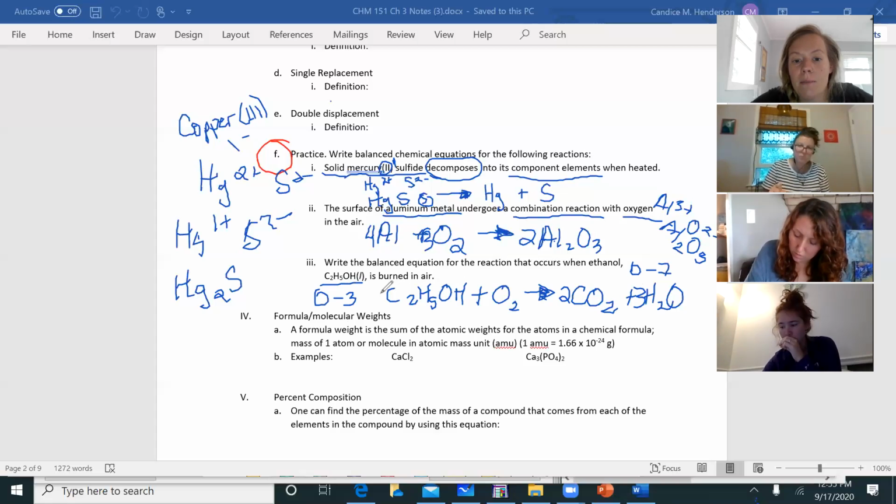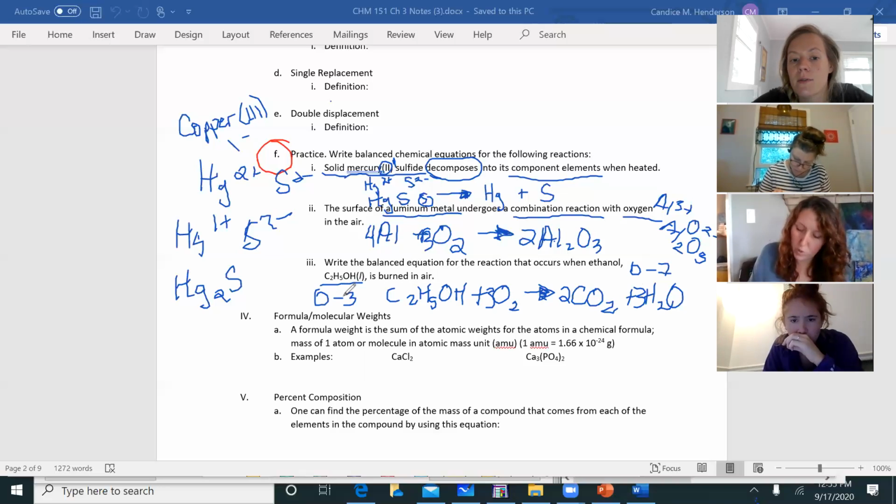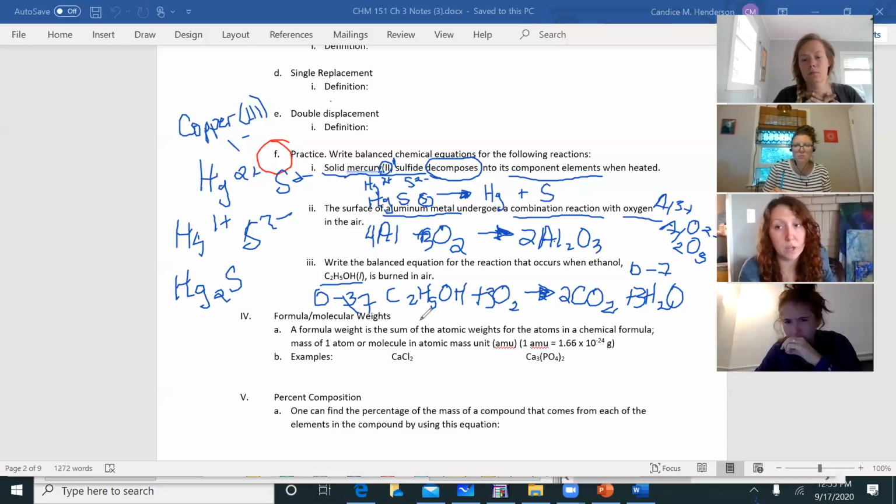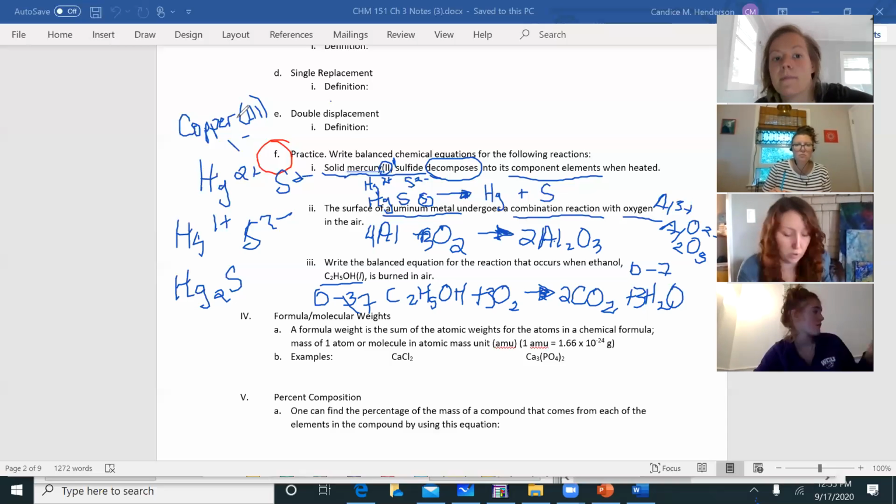So I'm not going to mess with this because if I put a coefficient in front of this, what's it going to do? It's going to change my carbon and it's going to change my hydrogen. We don't want to do that. So let's go over to this side. If we put a 3 here, that's going to change this to 6 oxygens. And then plus this gives me the 7 oxygens. And we're balanced. Okay, so a combustion reaction is always going to be adding O2 to whatever your hydrocarbon.